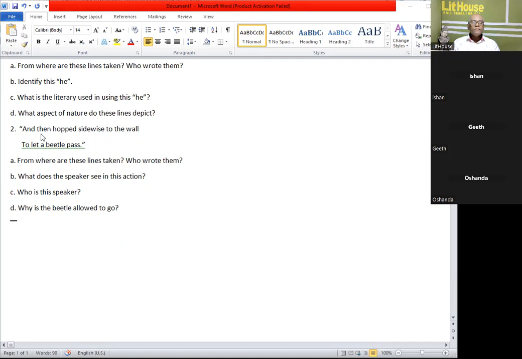Next question. And then hop sideways to the wall to let a beetle pass. From where are these lines taken? Who wrote them? What does the speaker see in this action? What animal does the speaker see in this action? Who is this speaker? Why is the beetle allowed to go?